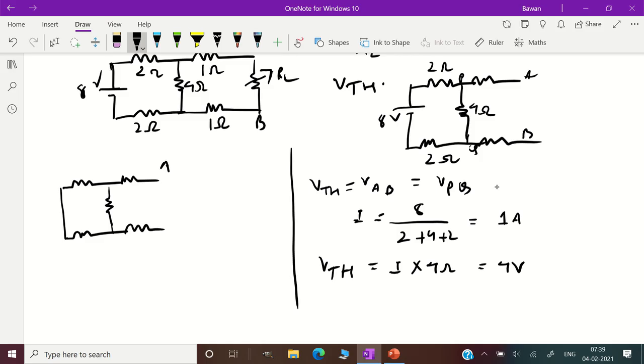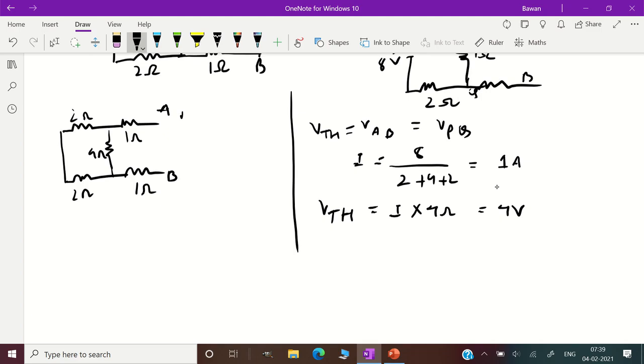So this is AB. We start from this point. So what is this resistance? 1 ohm. This is 4 ohms. This is 2 ohms. This is also 2 ohms. This is also 1 ohm. So we start from point A, and we encounter a resistance of 1 ohm.